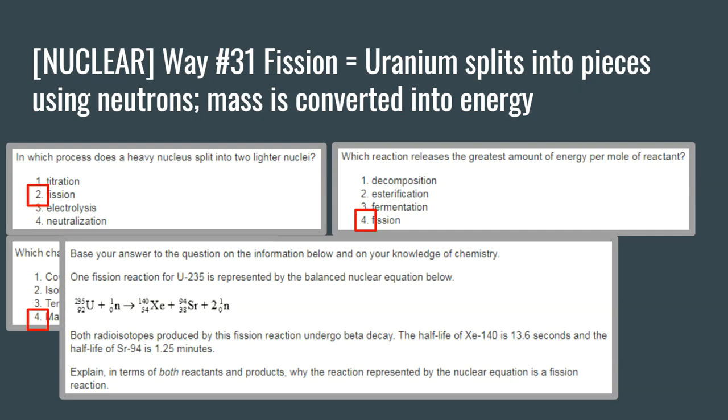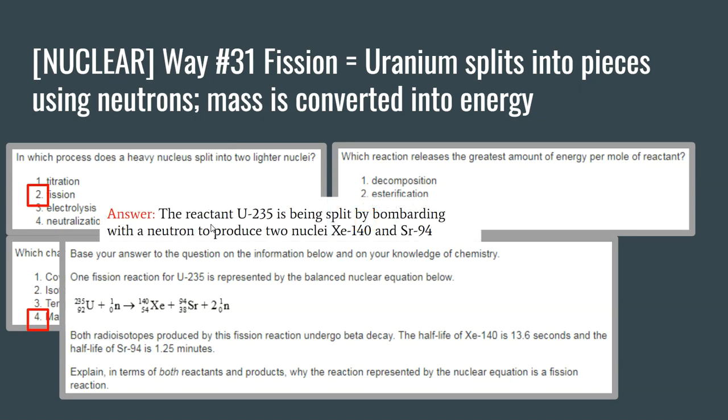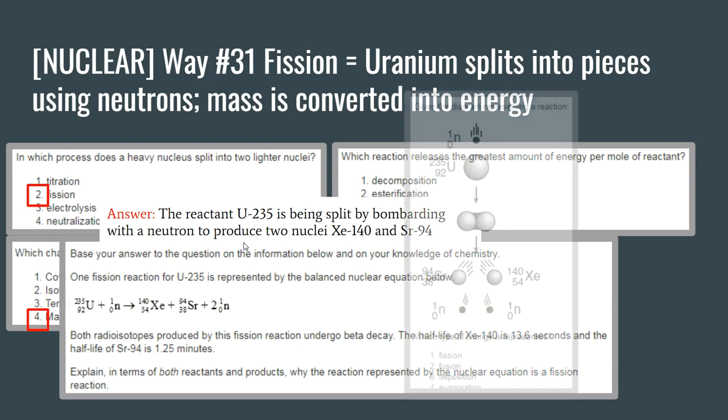This question is basically asking us to determine why this reaction is an example of a fission reaction. Remember, fission is where uranium is split into pieces using bombardment with neutrons. So your answer should show something like the reactant uranium-235 is being split by bombarding with a neutron to produce 2 nuclei, xenon-140 and strontium-94. Notice that I used the word reactant and the word produce in my answer to get full credit.